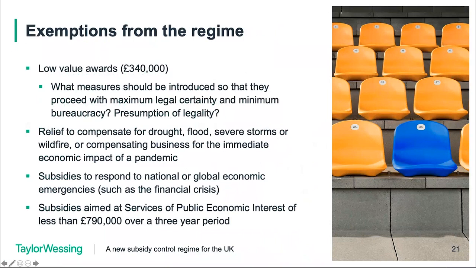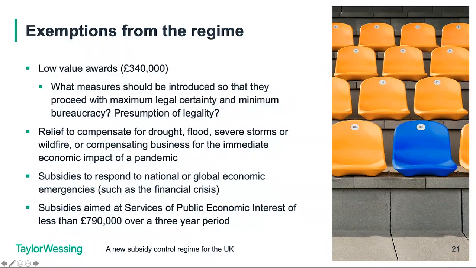It is planned that everything will be captured by the regime, but there will be some exemptions. The first relate to low-value awards, and at the moment it's considered to be less than £340,000. And the government is asking what measures should be introduced so these small awards can proceed quite fast with maximum certainty and minimum bureaucracy. So, for example, they're thinking about should there be a presumption of legality.